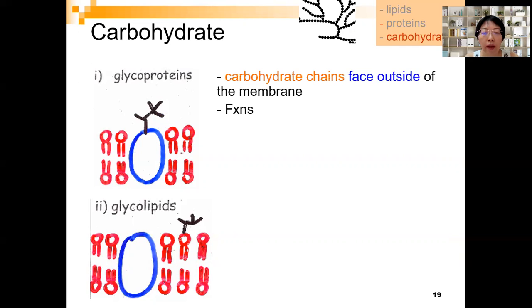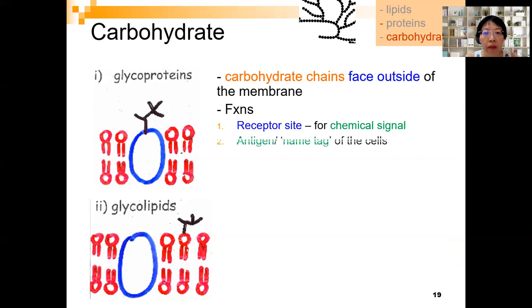Function: first, the carbohydrate chains are facing outside of the membrane. So you know membrane, you've got the surface facing outside of the cell and the surface facing inside of the cell. This carbohydrate is found facing outside of the cell. Function: receptor site for chemical signaling, which I've mentioned just now. Then it also acts as antigen.